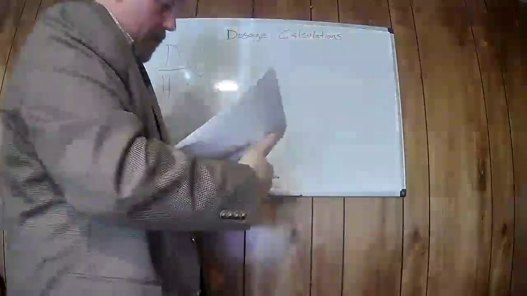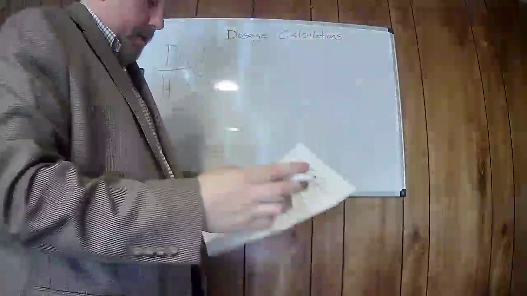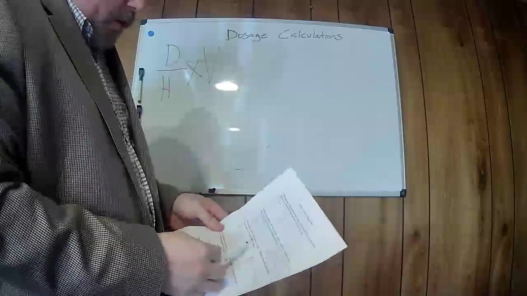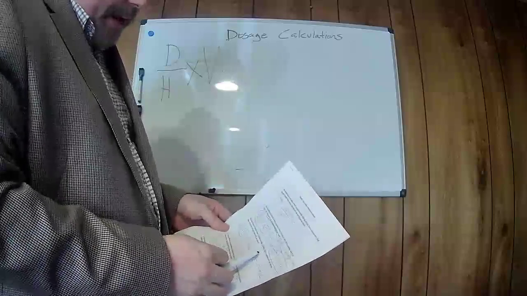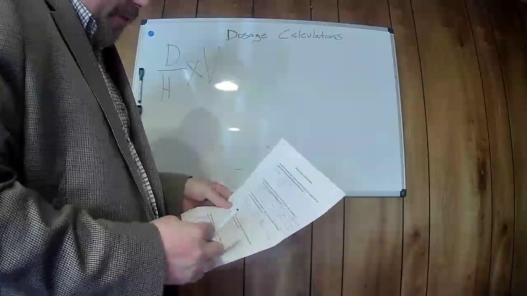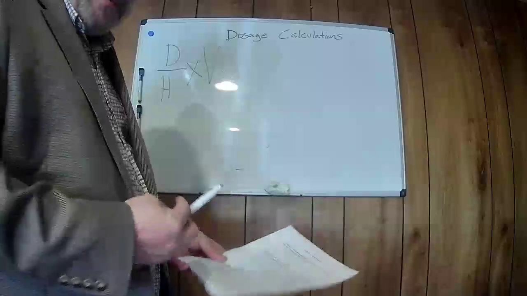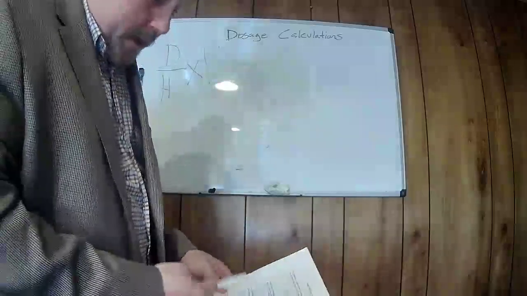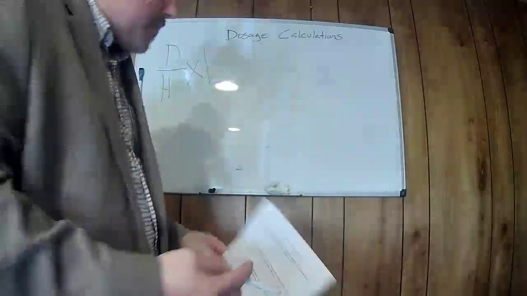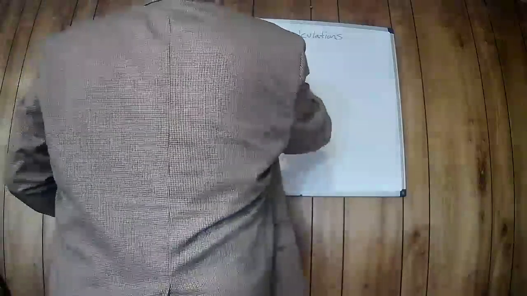Erase this up here and let's do another one. For our third question, the healthcare provider orders to take 2 grams IV daily. You're supplied with 500 milligrams per milliliter. How many milliliters will you administer? Obviously, the easiest one to convert here is going to be the 2 grams. 2 grams times 1,000 equals 2,000 milligrams.